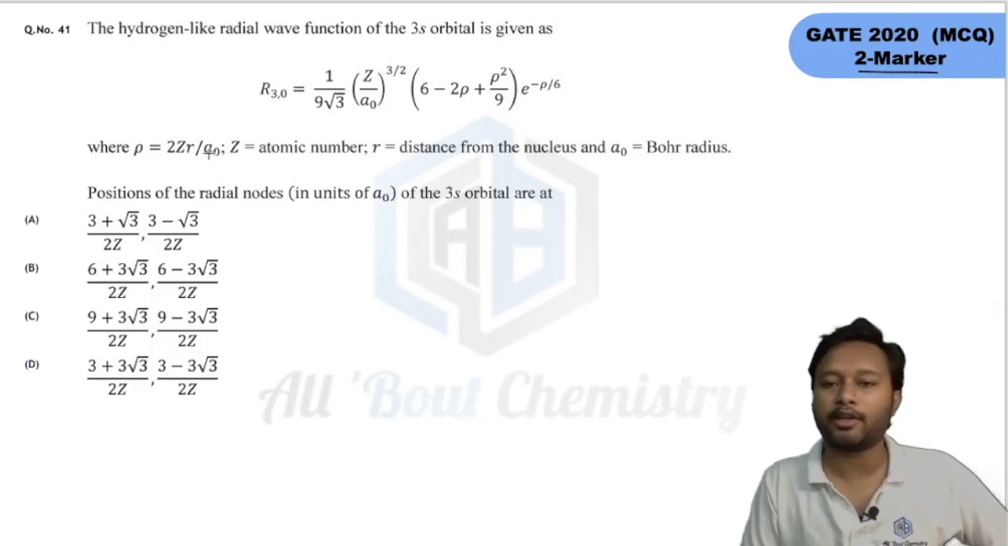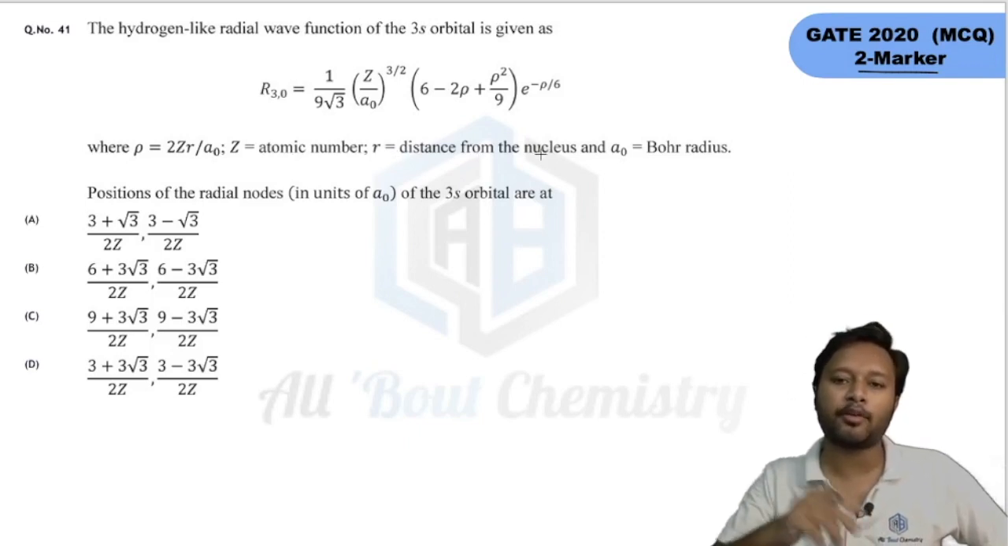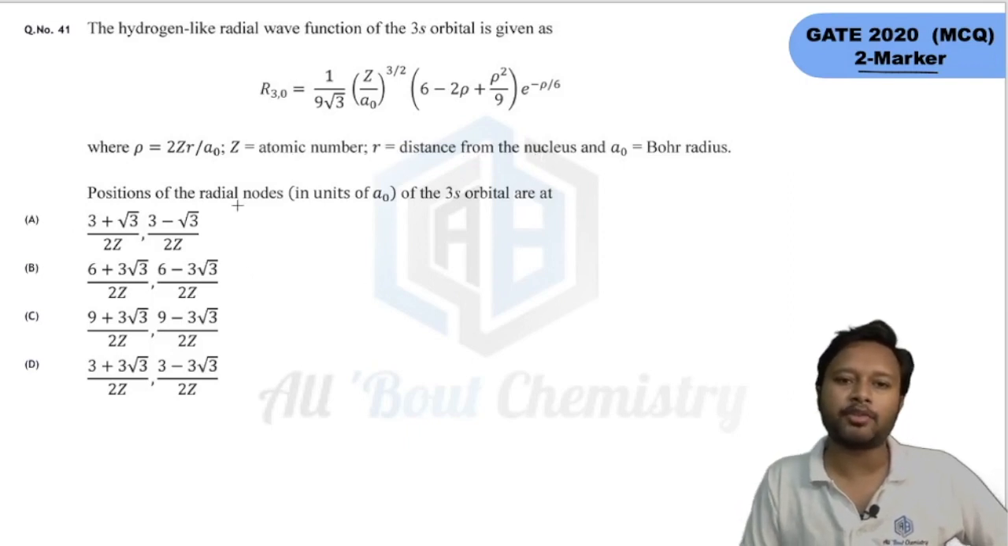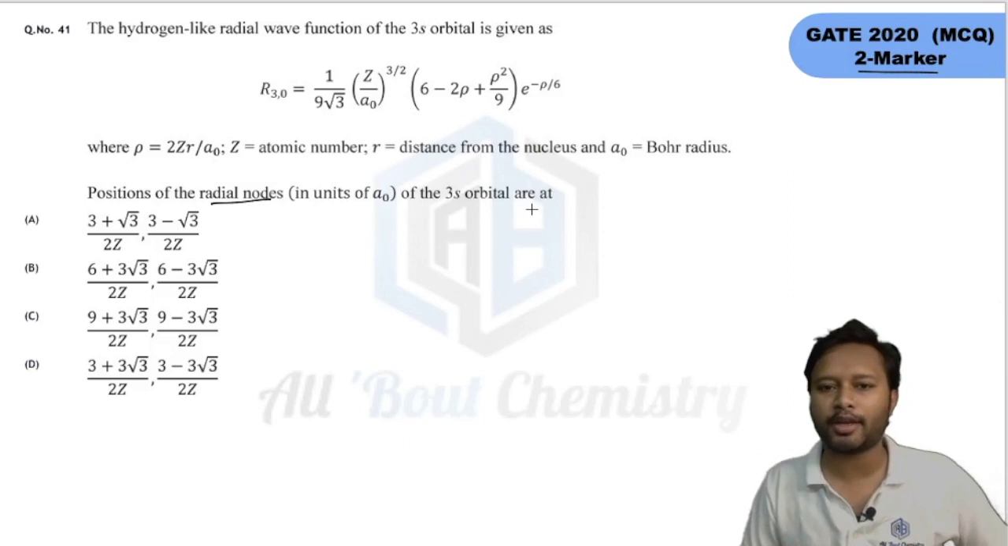Where rho is 2zr divided by a naught, where z is your atomic number, r is the distance from the nucleus, and a naught is your Bohr radius. They are asking about the position of the radial nodes, in units of a naught, of the 3s orbital. So that's what they are asking to find out.